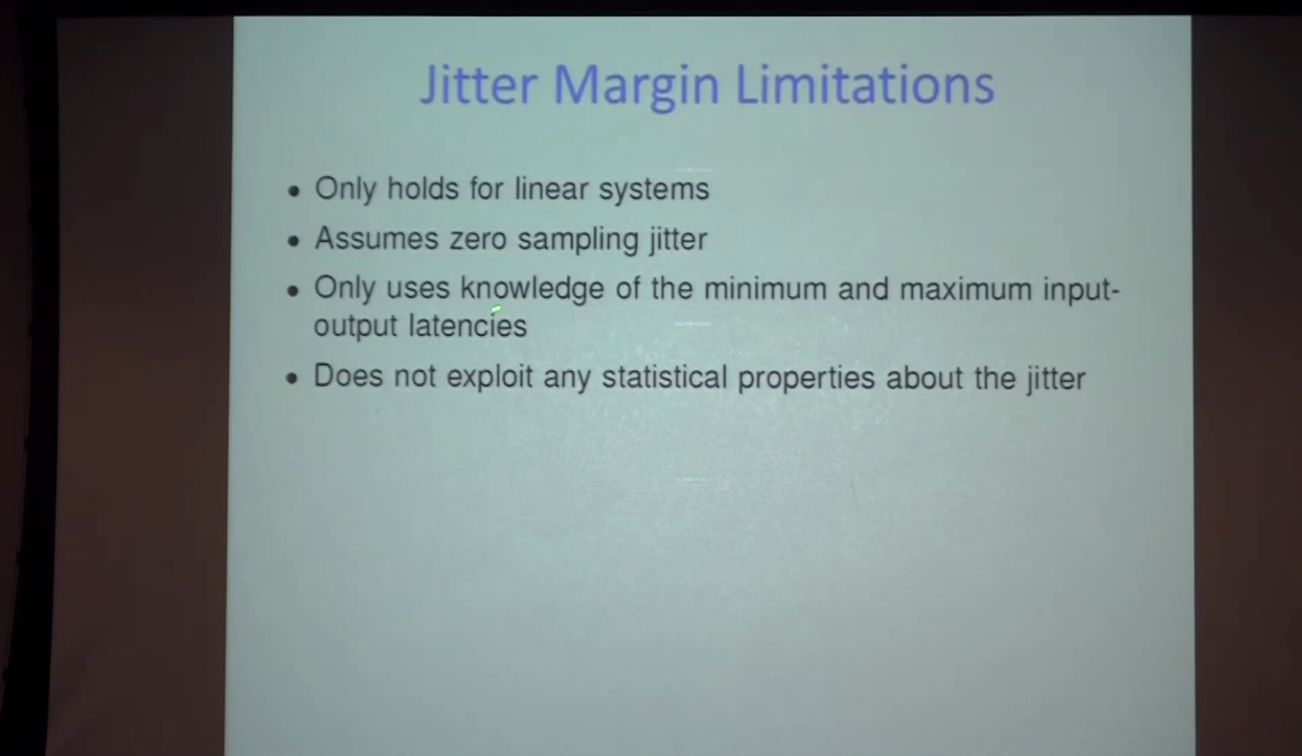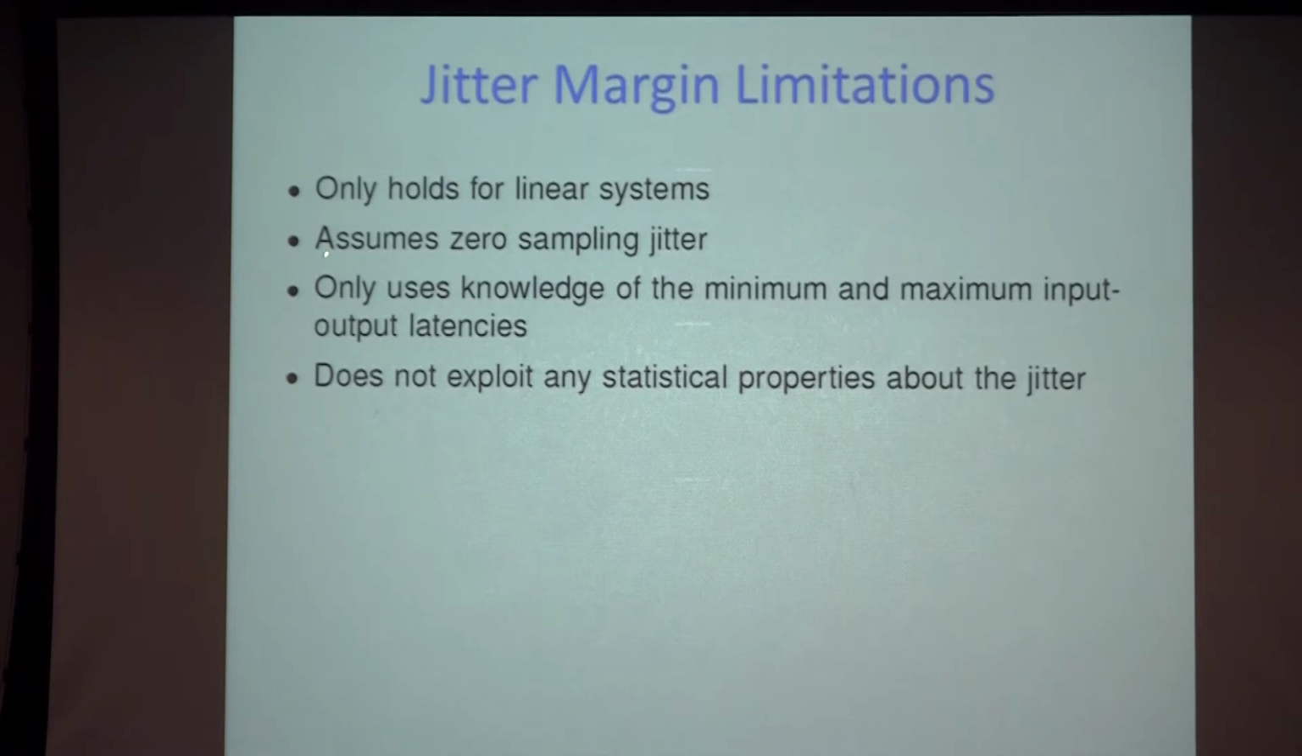It also only uses the knowledge of the minimum and maximum latencies. Assume that we know more about latencies. Well, in that case, we cannot exploit that in the analysis. But just the worst case based analysis. Which in some sense is good, because worst case means that we have some kind of worst case guarantees, which we would like to have when we have embedded systems that are safe and so on. But if we know more, then maybe we can get better results.